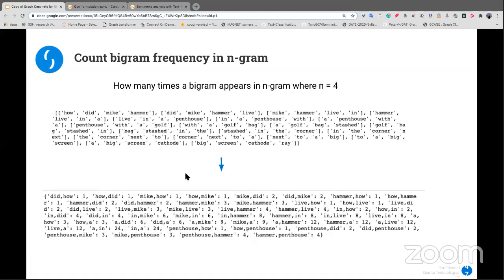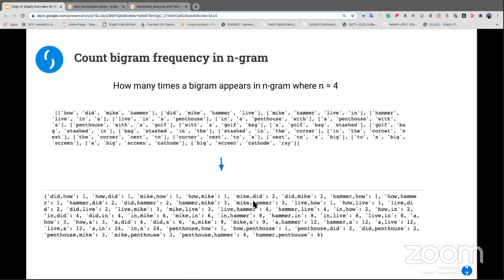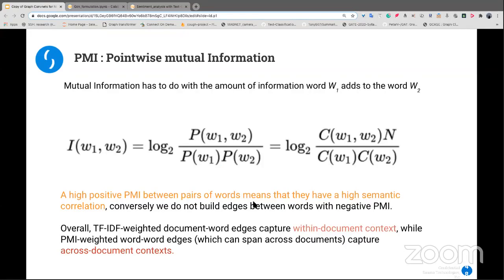The next step is to find out how many times a bigram appears in the n-grams. Let's say "did how" appears 1 time in this n-gram, "how did" appears 1 time, "Mike how", and the same way we are calculating how many times each appears. The most important information here is pointwise mutual information. It calculates the amount of information word W1 has about word W2, how important they are to each other while they occur together.